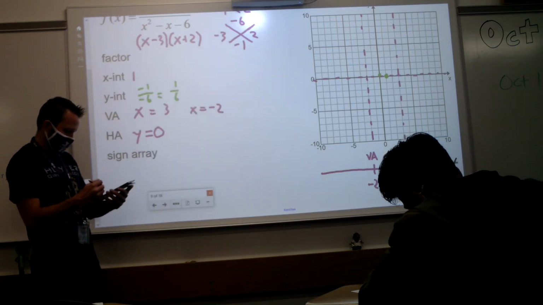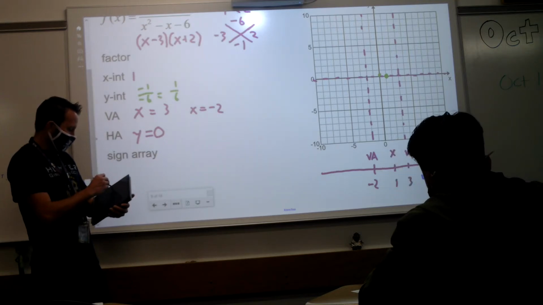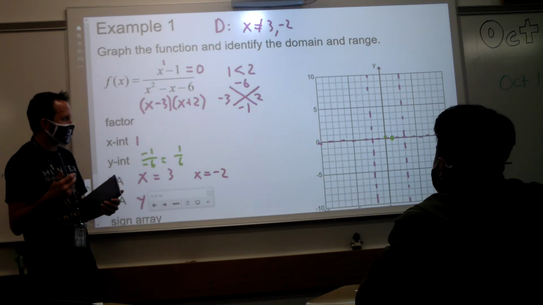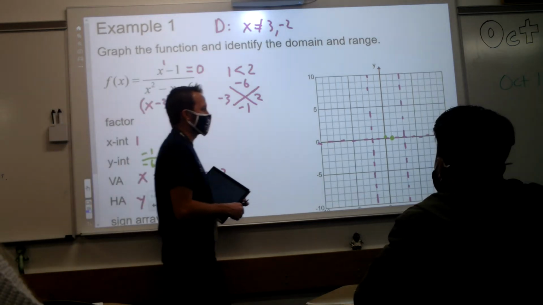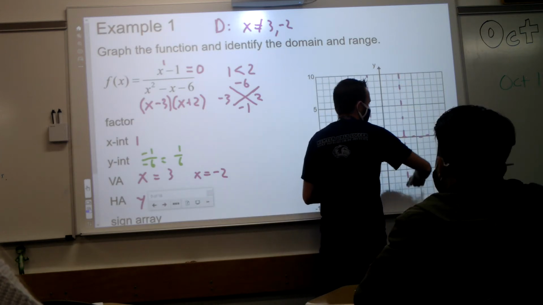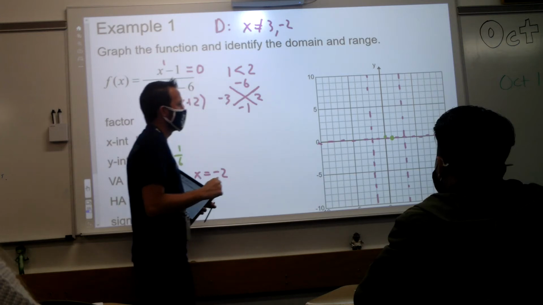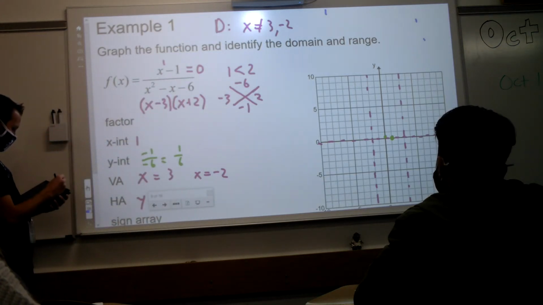So what I'm going to do is plug in 4 to my equation. And I'm not too worried about the value of it, but I'm trying to figure out whether it's positive or negative. Because if it's positive, then it tells me it's going to make that shape. If it's negative, it's going to make that shape. Alright? So let's plug in 4. So I'm going to put a little note here. I'm going to plug in 4.